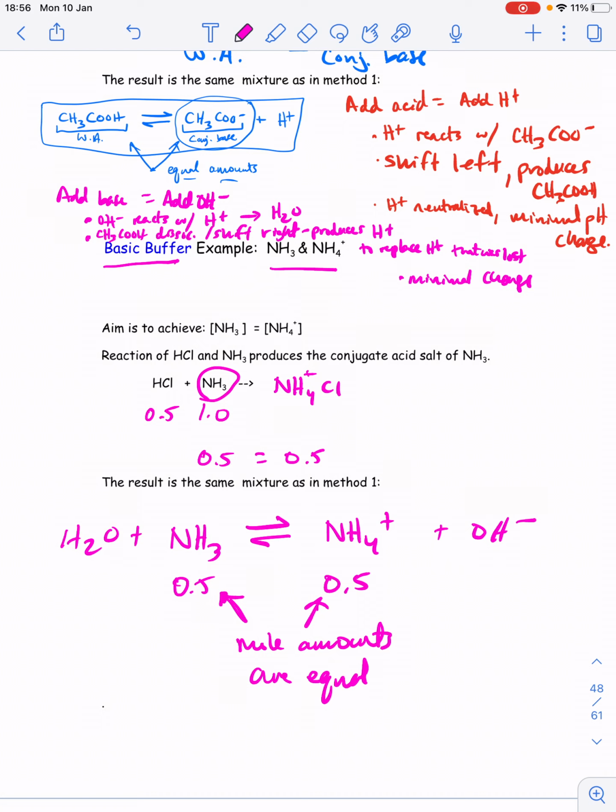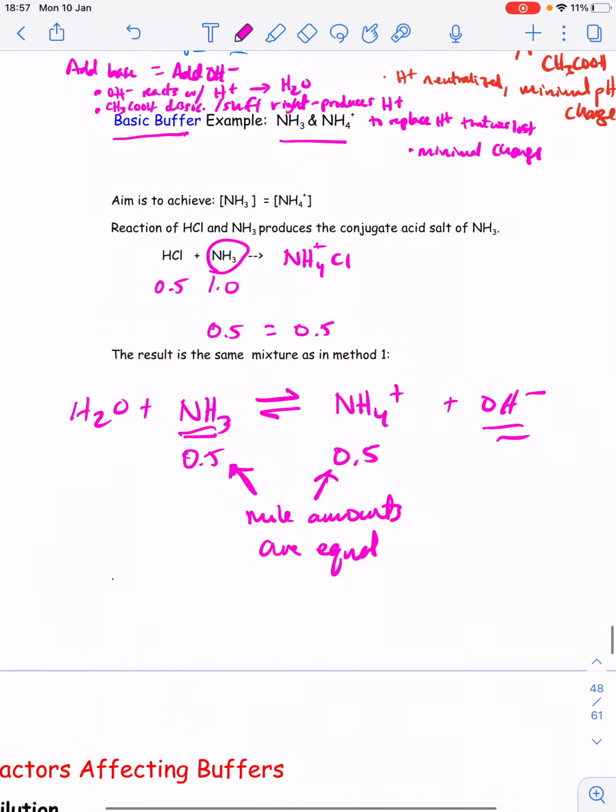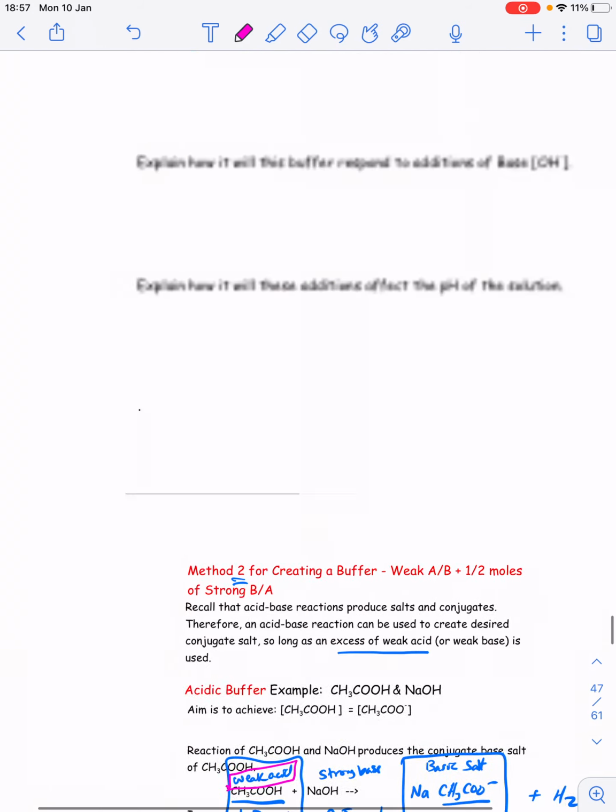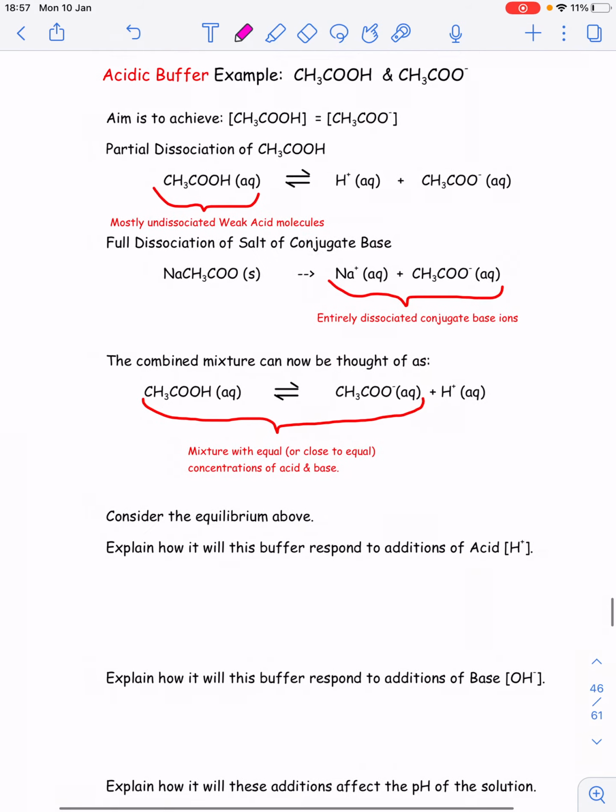And then we could talk about what happens if OH- gets added, how it shifts to the left. And if H+ were to be added, H+ could react with NH3 and turn into NH4+. And so either way, we can neutralize whatever is added to a certain degree. Okay. Now, I skipped method 1.